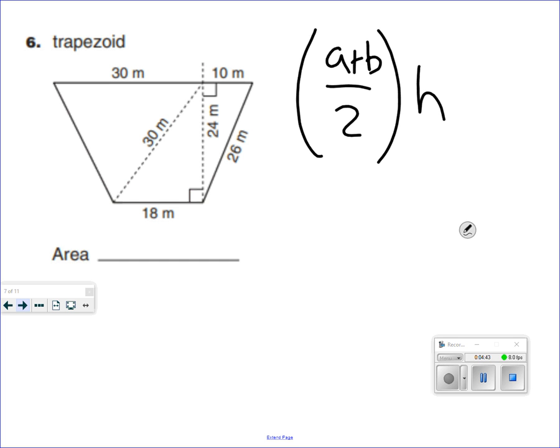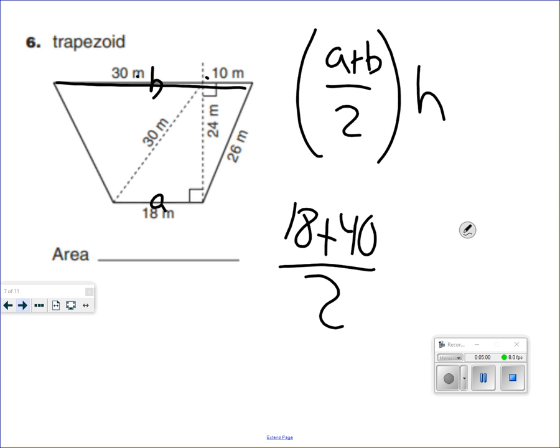Now you're probably wondering, what is A and B? Well, here's my trapezoid. A is one base, B is another base. So this top line here, for this bottom line, is 18. So I'm going to do 18 plus this next line here is 30 plus 10, which is 40, divide by 2, and I'm going to multiply by the height, and it looks like my height is 24.